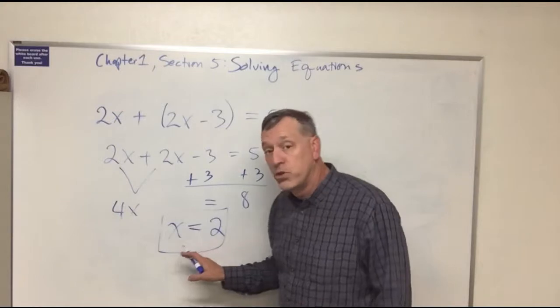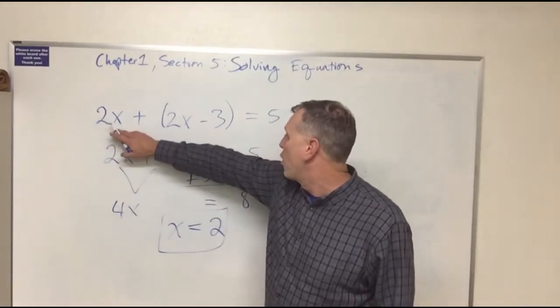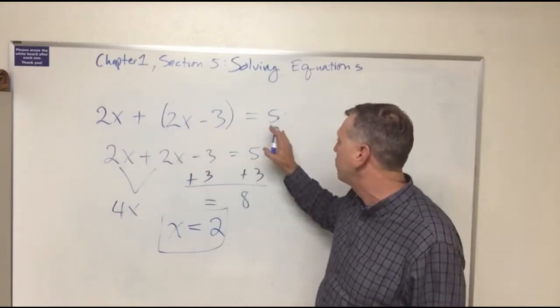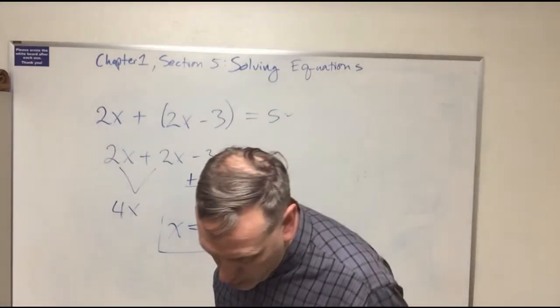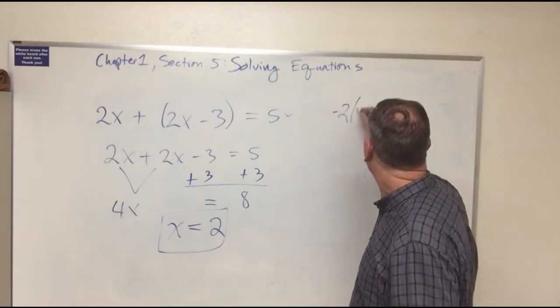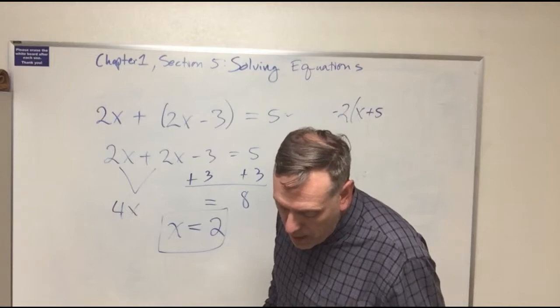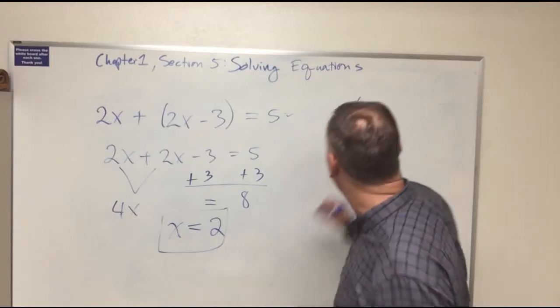And again, to check this is very easy. 2x times 2 is 4. 2x times 2 is 4. 4 plus 4 is 8. Minus 3 is 5. So we can easily check that. Now let's do another problem. We have minus 2 times x plus 5, and we have that is equal to 30 minus x.